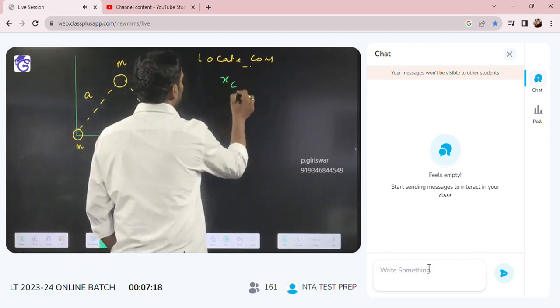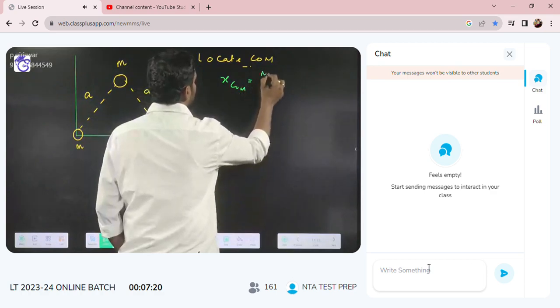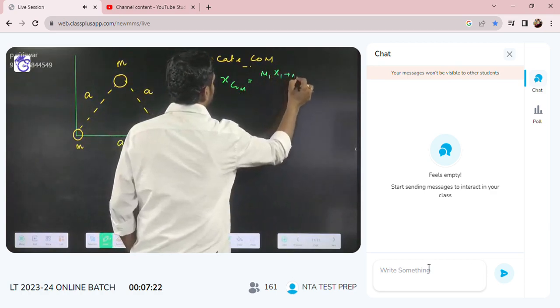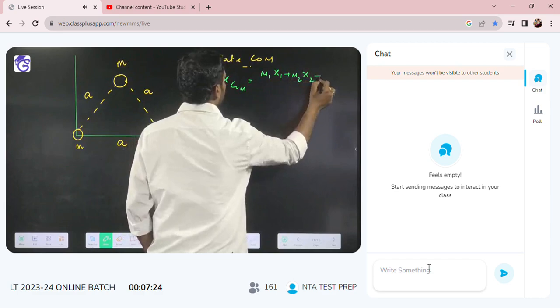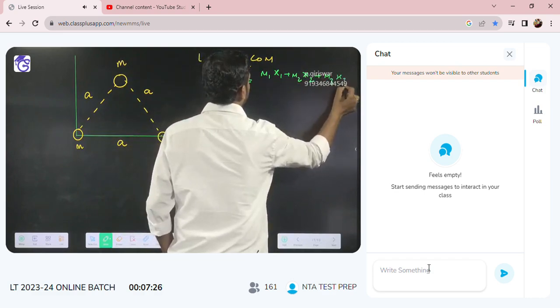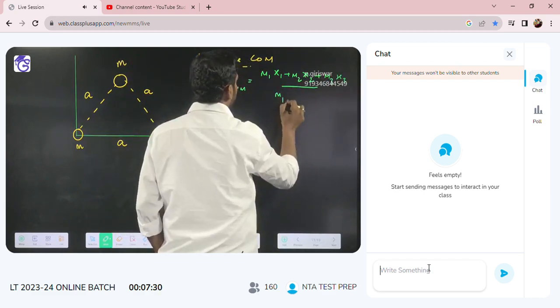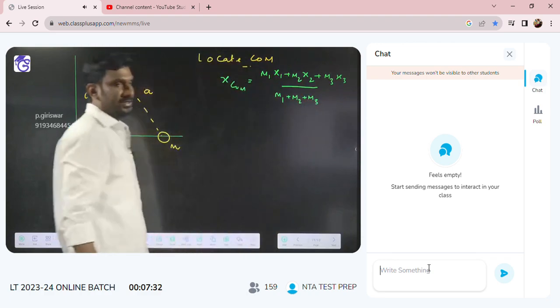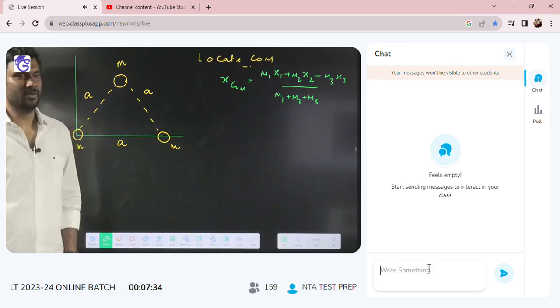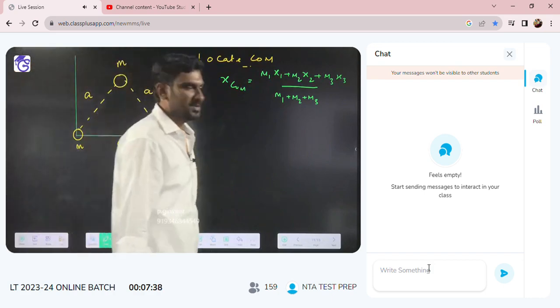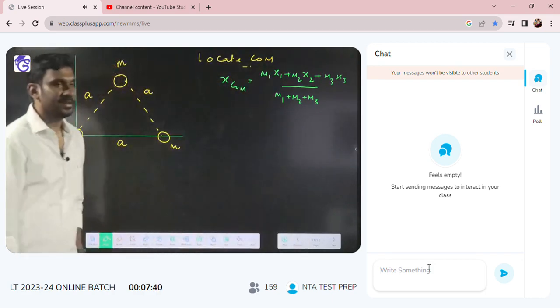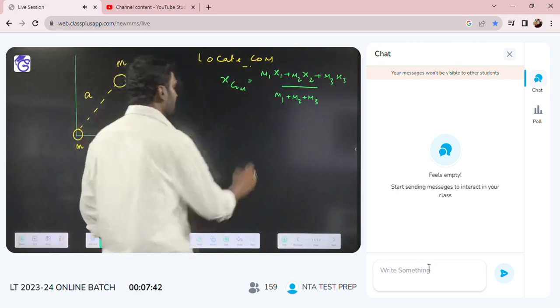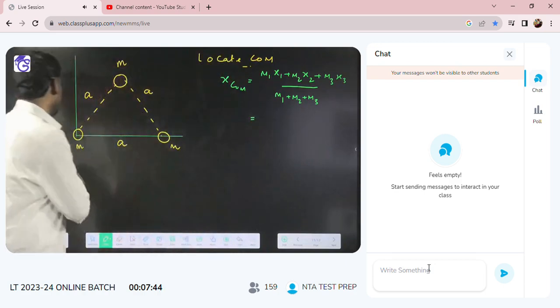X center of mass. There are three masses, so it is M1 X1 plus M2 X2 plus M3 X3 divided by M1 plus M2 plus M3. So M1 X1, this is the origin, so 0.